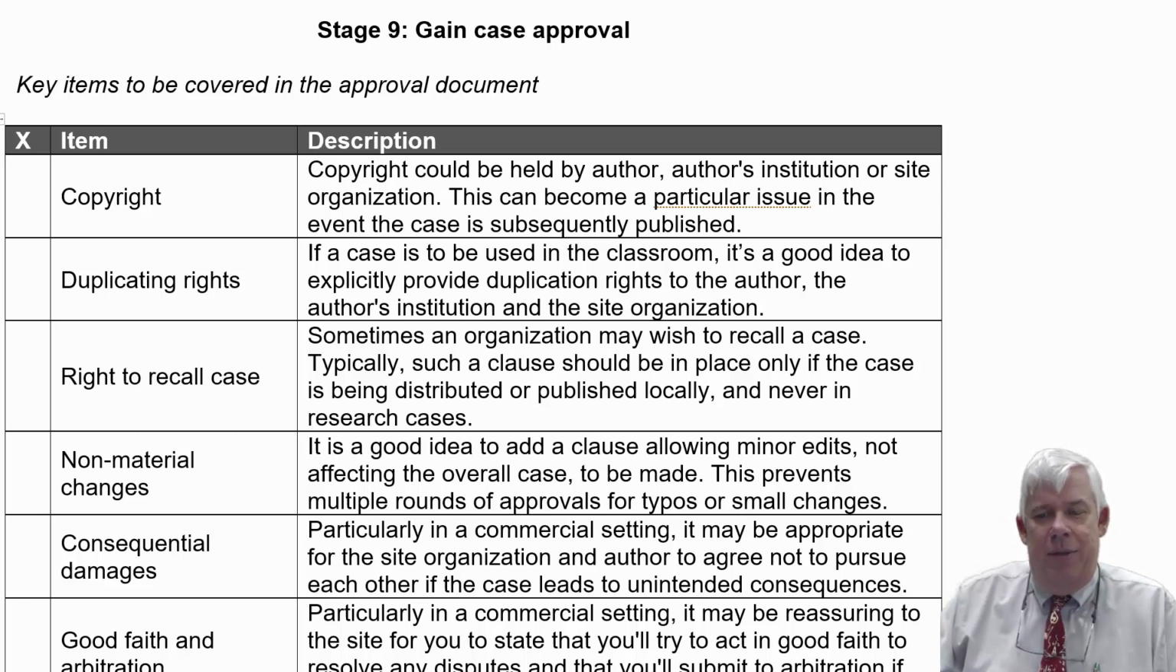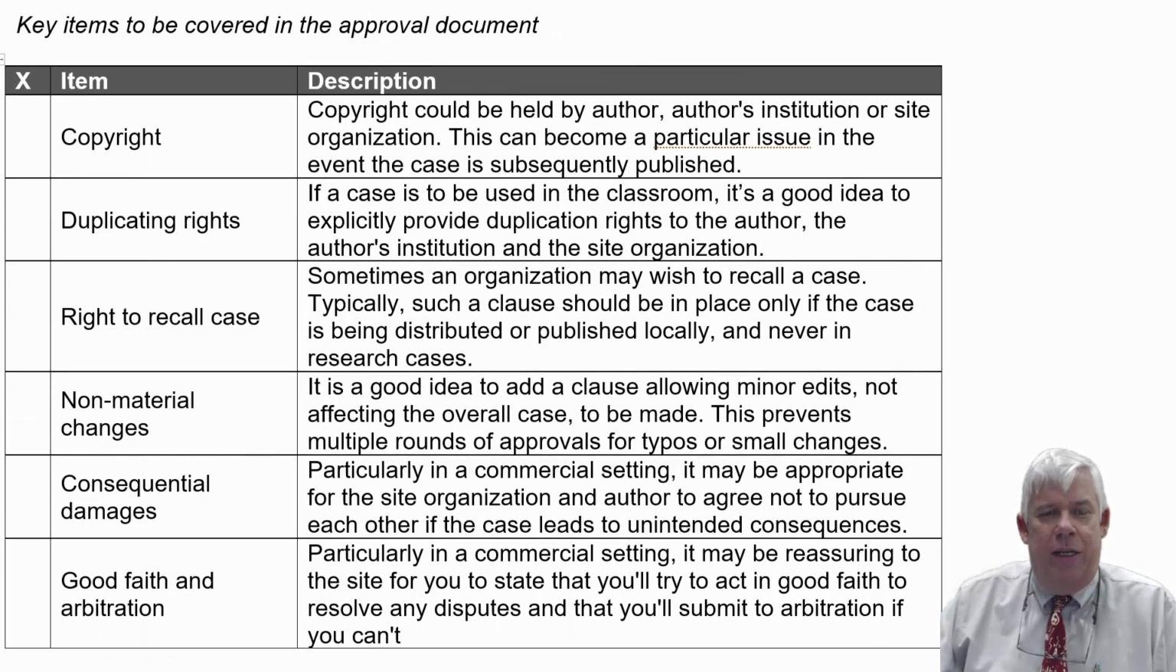So what are some of the items that you want to cover in the approval document? We'll start with copyright and duplicating rights, which tend to be about the same thing. A copyright basically gives you, the copyright holder, the ability to control the distribution of the document, which of course includes duplicating. And when you are dealing with a research case, the copyright is going to initially reside with the author, you as the investigator. You could turn it over to the organization, but I would not recommend doing so.